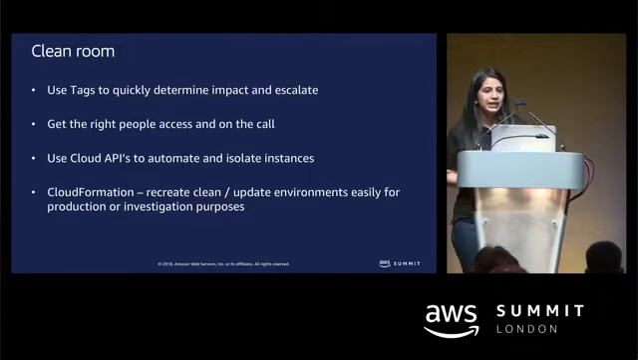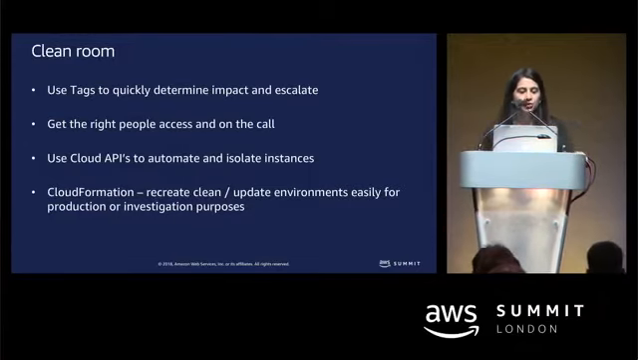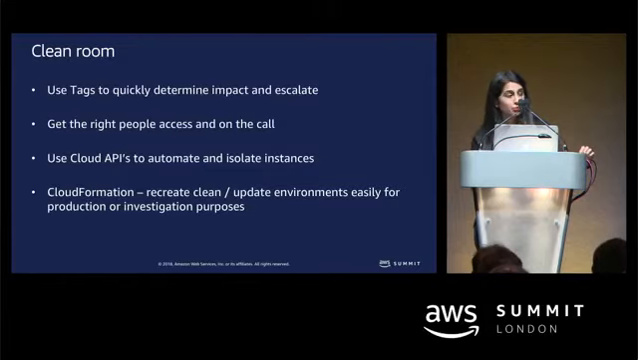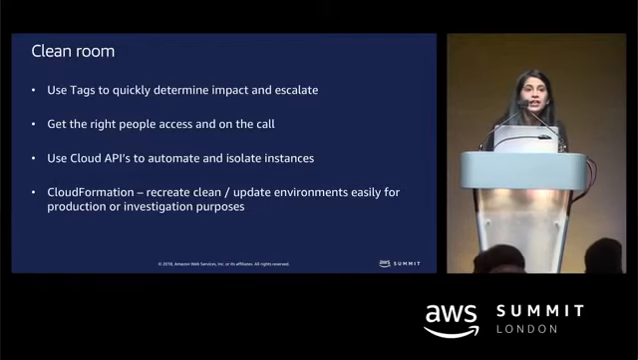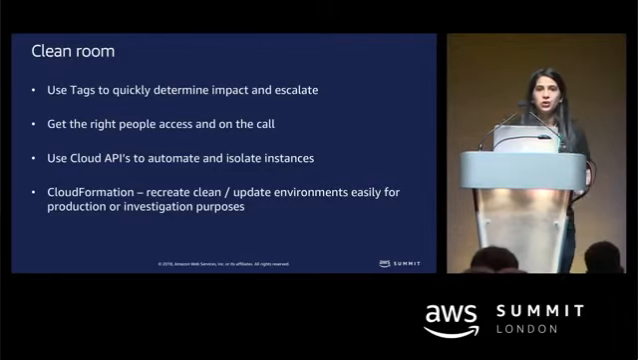Start with a clean room. Use tags to quickly determine the impact and escalate. So if you have tagged resources, resource groups, and data sensitivity, then in detection of a breach you can quickly see the impact. There are additional tags, such as owner of a service, that could be useful in this case, so you have the right people when you have escalations or incident calls in place, which I've noticed are quite useful to have handy.